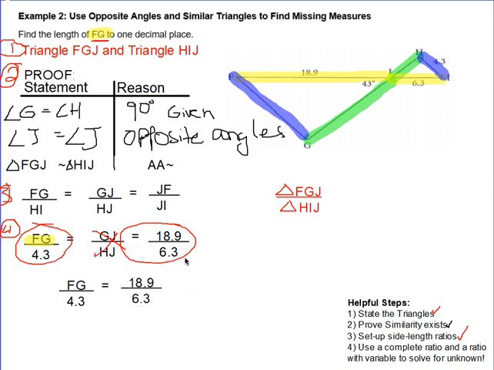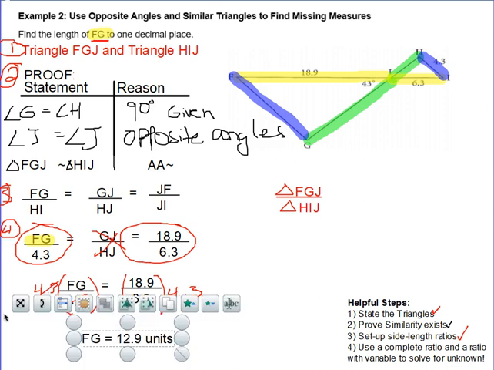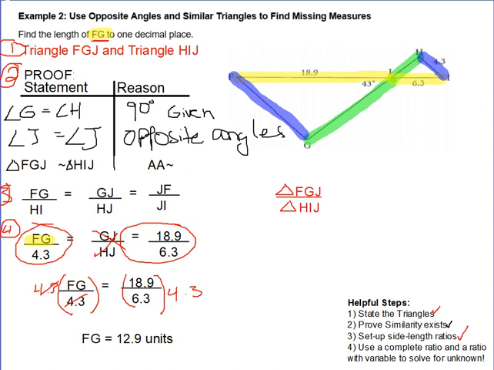And look at this. We're going to use these ratios to solve for side length FG. It's dividing by 4.3, so we're going to get rid of that divide by 4.3 by multiplying by 4.3. We got to do that to each side here. Great. On the left side, they cancel. And finally, we get into our calculator, FG equals 12.9 units about, so that's rounded to 1 decimal place.